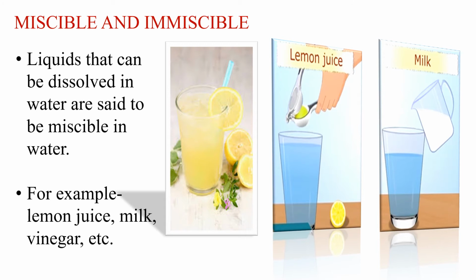Do liquids also dissolve in water? Let us find out. So, now we will see solubility of liquids in water. If we take some lemon juice and add it to water, you will find that it gets completely dissolved in water. Liquids that can be dissolved in water are said to be miscible in water. For example, lemon juice, milk, vinegar are all examples of miscible substances.